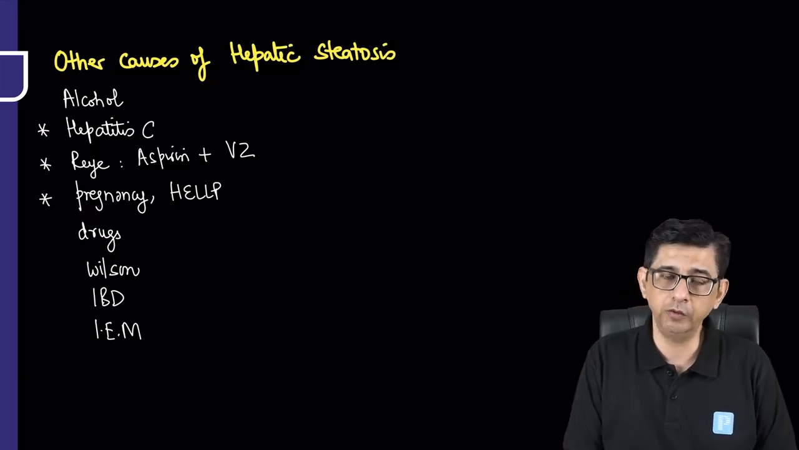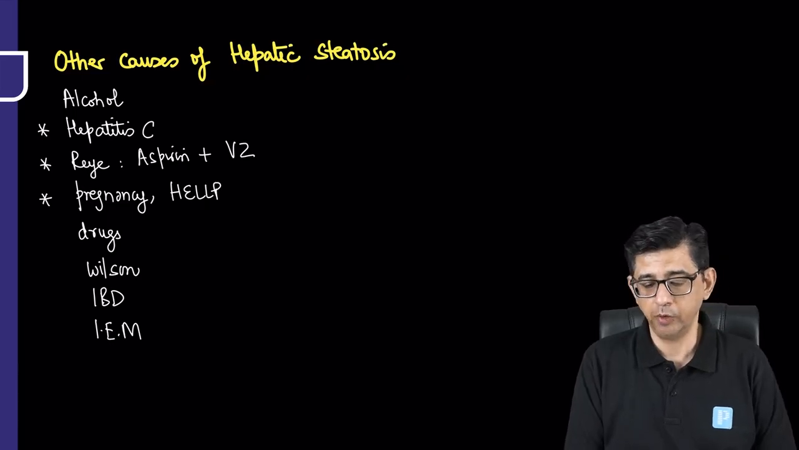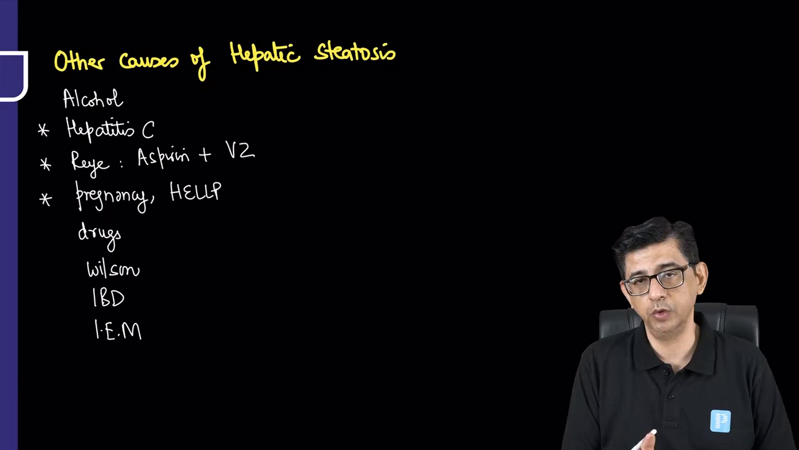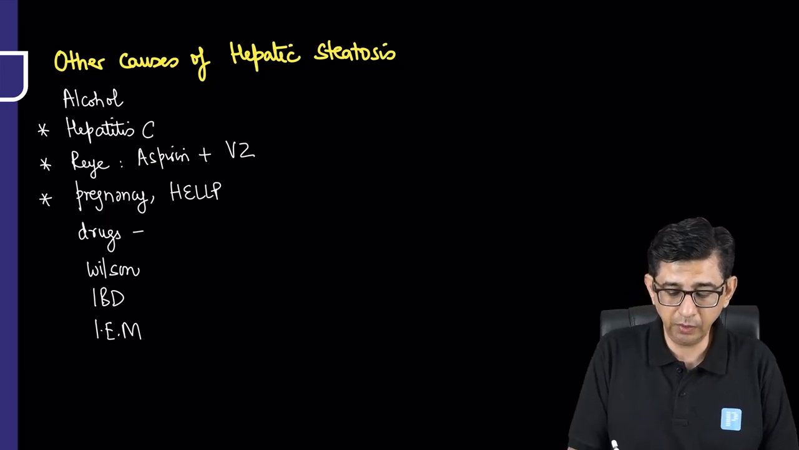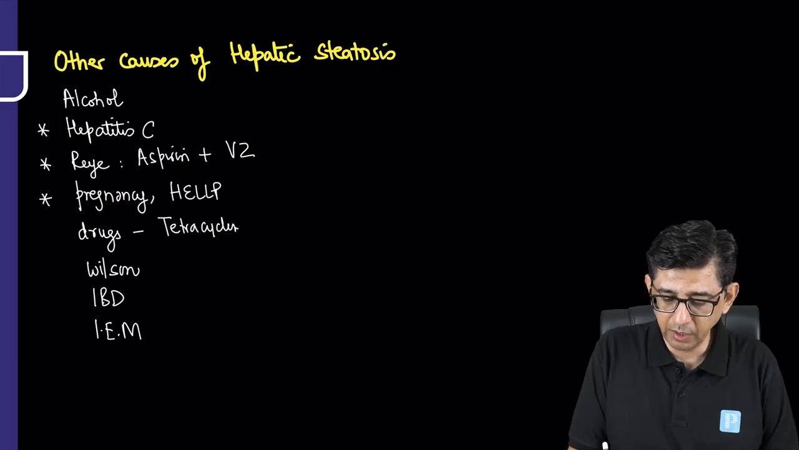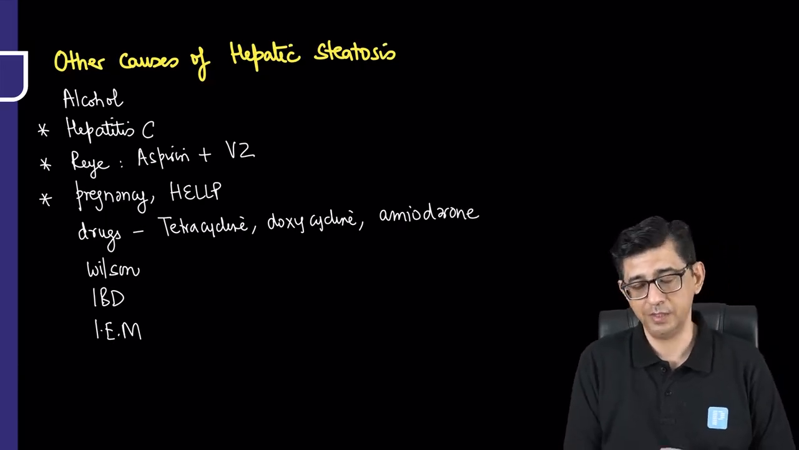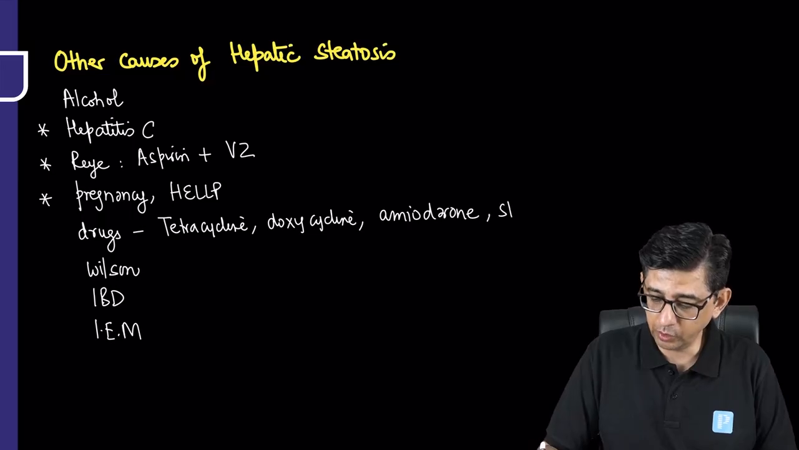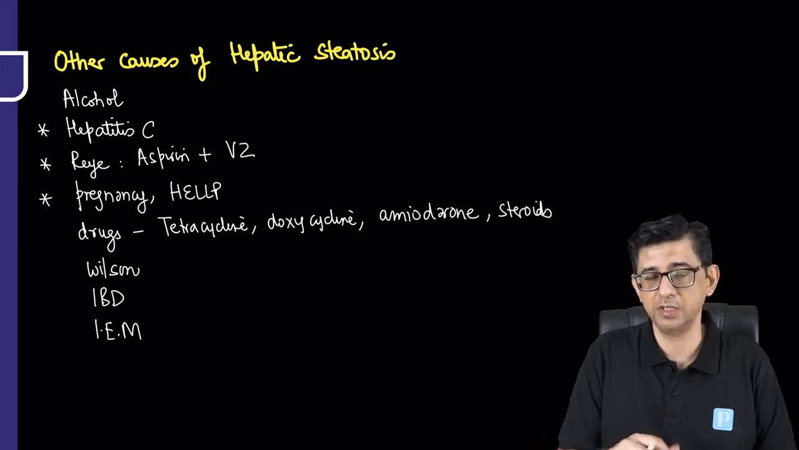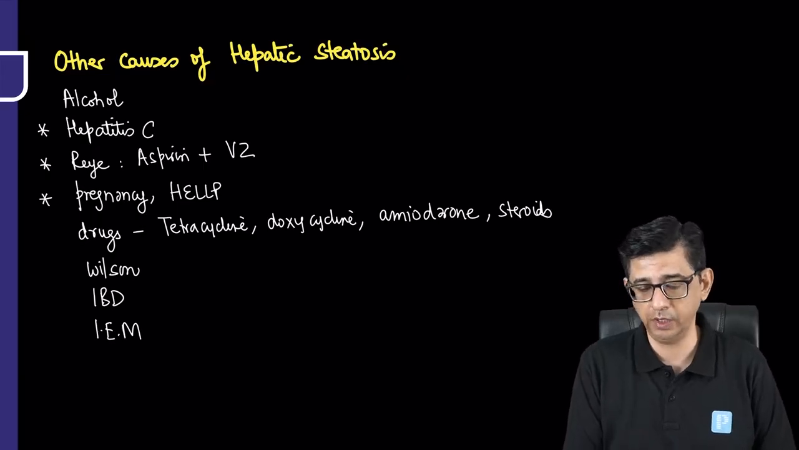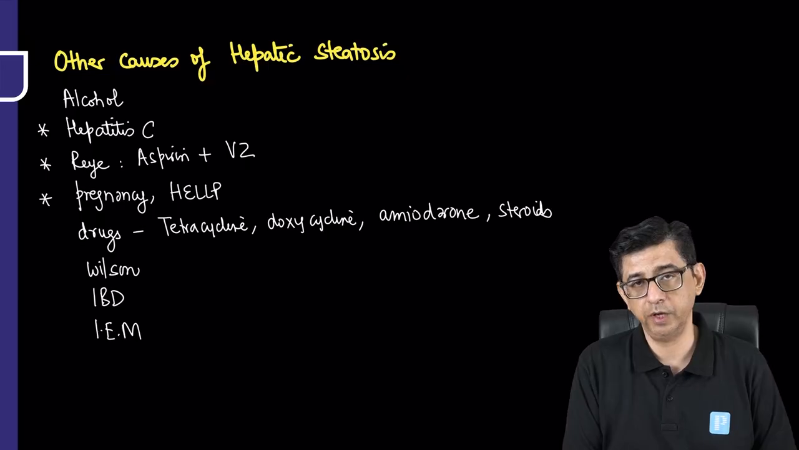Then you are aware of fatty liver of pregnancy, which can cause HELLP. That would be hemolysis, elevated liver enzymes, and low platelets. Then can be drugs as well. What are the drugs that can contribute to hepatic steatosis? Tetracycline and doxycycline are two drugs to be remembered, though the list is very endless. But I would like you to remember at least tetracycline, doxycycline, amiodarone, and even steroids, glucocorticoids, which were used extensively at the time of COVID for moderate to severe cases, are again causes of development of hepatic steatosis.